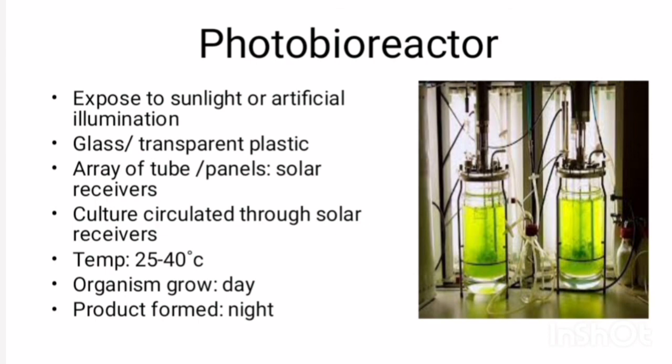They are made up of glass or transparent plastic. An array of tubes or panels constitute solar receivers. Photobioreactors operate at a temperature of 25 to 40 degrees Celsius. The culture can be circulated through solar receivers by centrifugal pump or airlift pump.